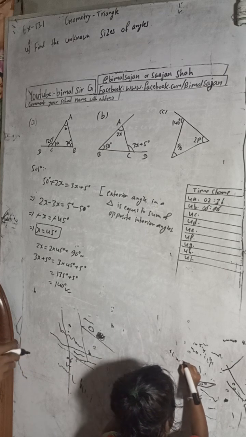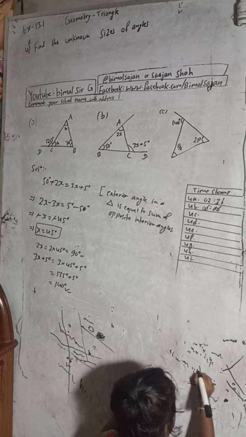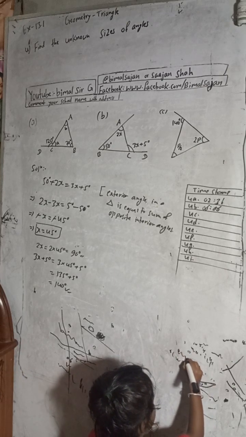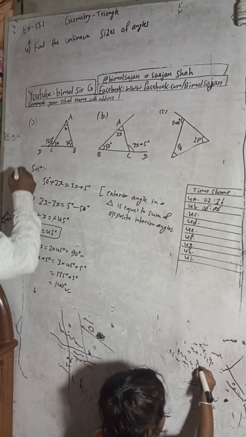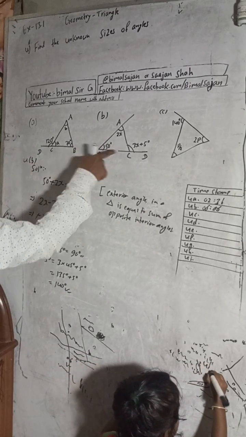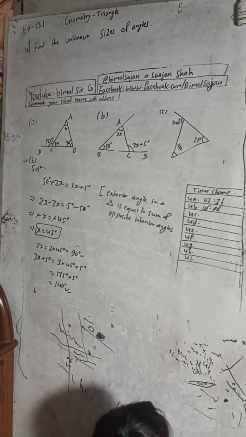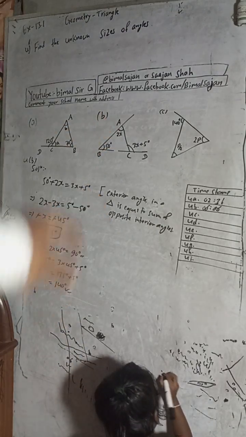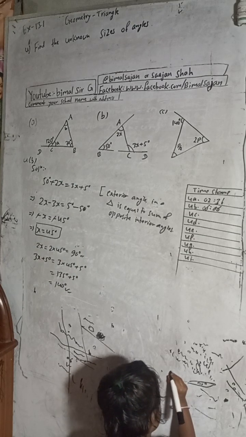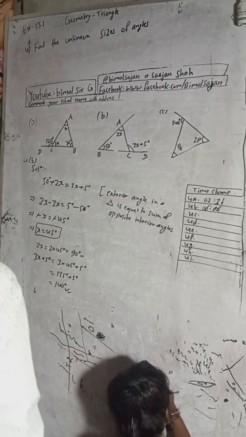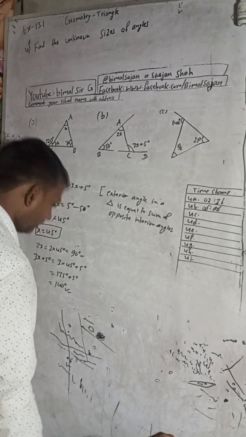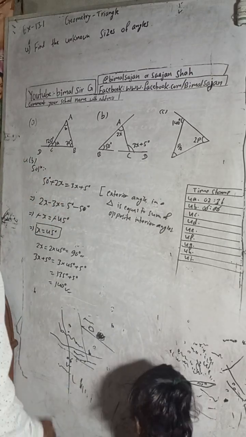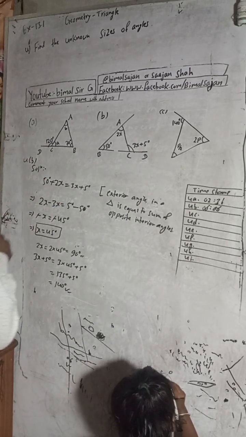So this is the solution of question number 4B. Now I will write the C number. I will now rub this. The time stamp for this, I'll write here now.